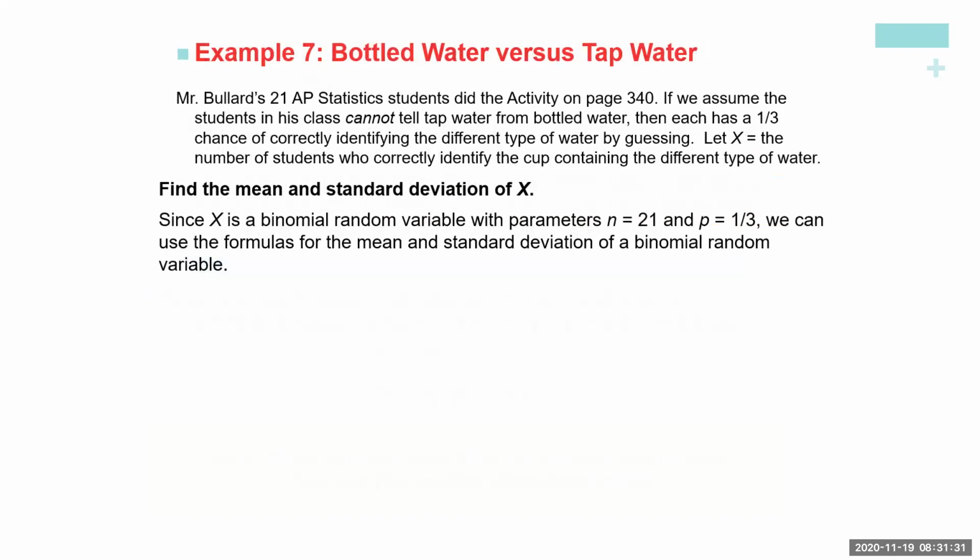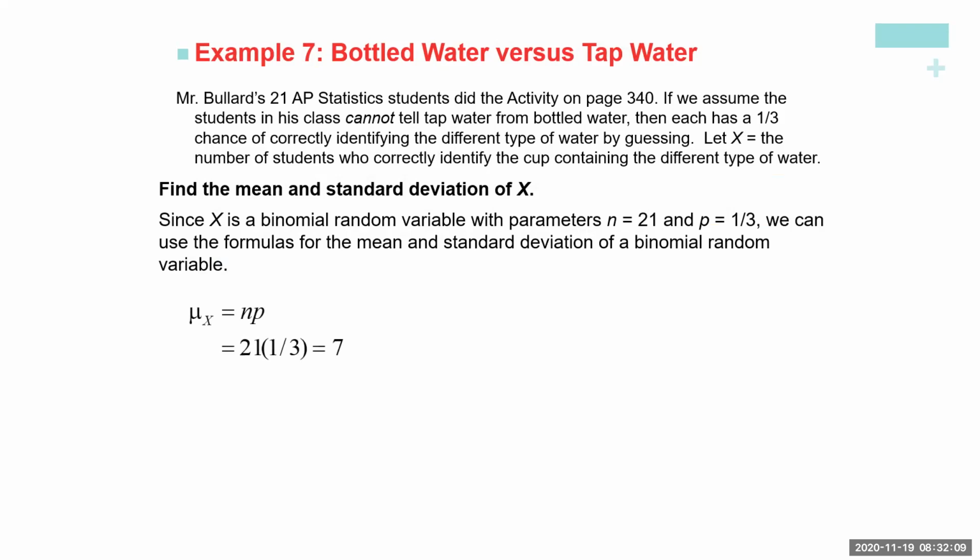So let's look at an example. Mr. Bullard's 21 AP statistics students did the activity on page 340. If we assume the students in the class cannot tell tap water from bottled water, then each has a 1/3 chance of correctly identifying the different type of water by guessing. So let X equal the number of students who correctly identify the cup containing the different type of water. Let's find the mean and the standard deviation of X. Since X is a binomial random variable with parameters n equals 21 and p equals 1/3, we can use the formulas for the mean and standard deviation of a binomial random variable.